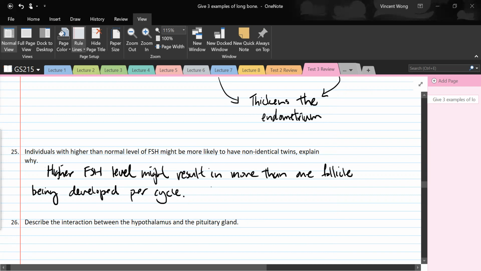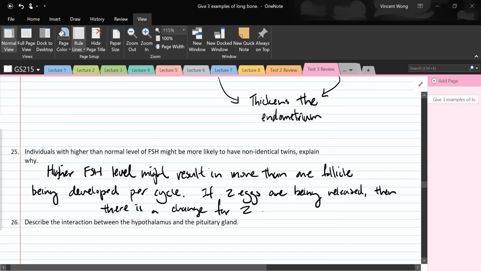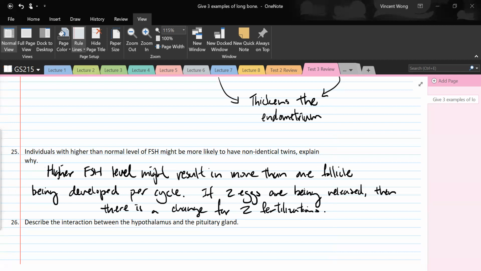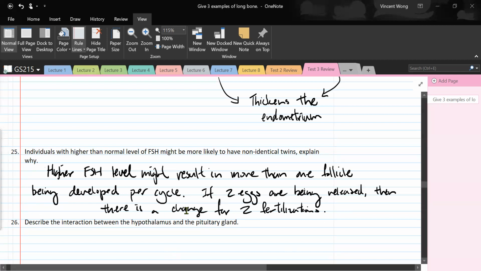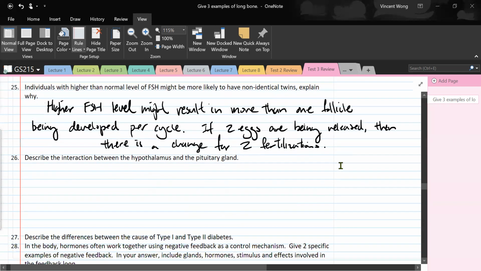Okay, so if 2 eggs are being released, then there is a high chance for 2 fertilizations. Yeah, and that could lead to non-identical twins, right? That should make sense.